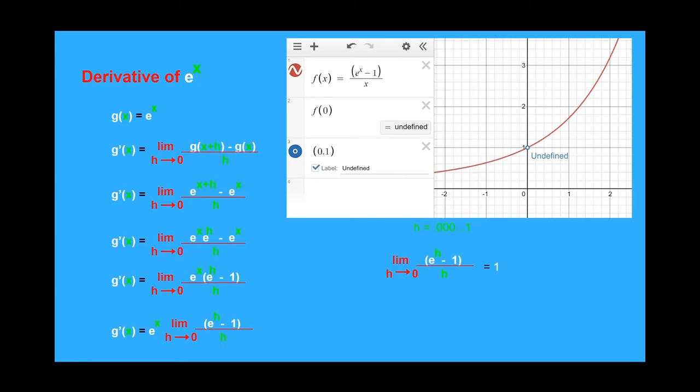And this is unique to the number e, which is what I was talking about earlier about its special properties. So we can replace our limit with g prime of x is equal to e to the x times 1, which means that the derivative of e to the x is itself. And this is another special property of e. Many of the derivatives which we'll be talking about in the next video, in part 2, will also have derivatives being proportional to itself, but e to the x is the only exponential function whose derivative is equal to itself.